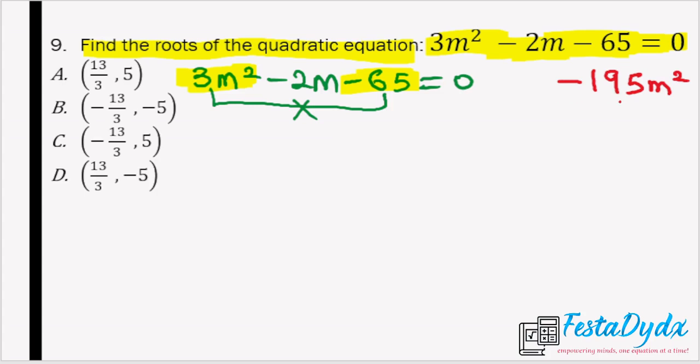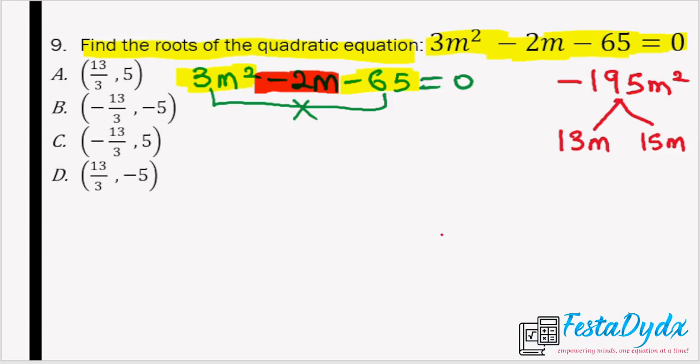Now I'm going to look for two factors of minus 195m squared that when I add or subtract, I'm going to get minus 2m, which is in the middle. So the factors are going to replace minus 2m. From our multiplication, minus 195m squared can be represented as 13m and 15m. You can use your calculator to cross-check: 13 times 15 is 195. And m times m is m squared.